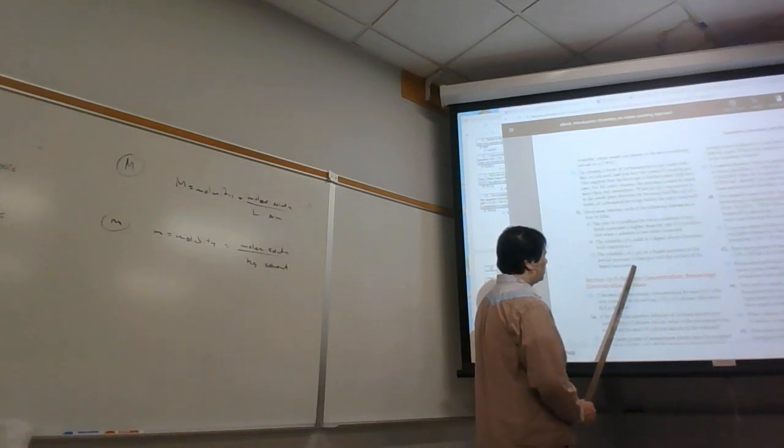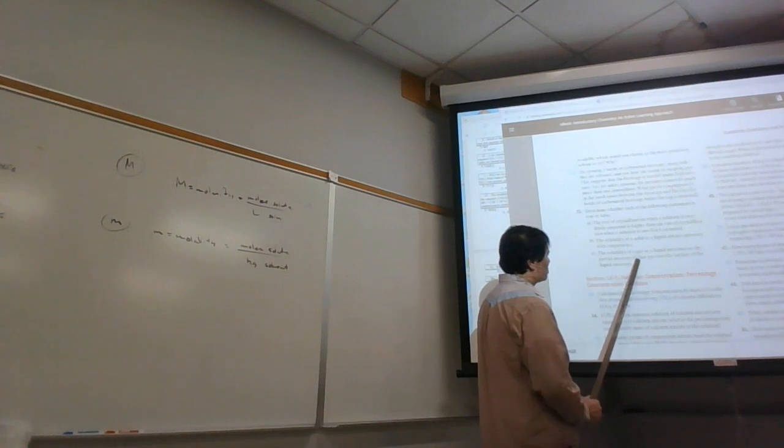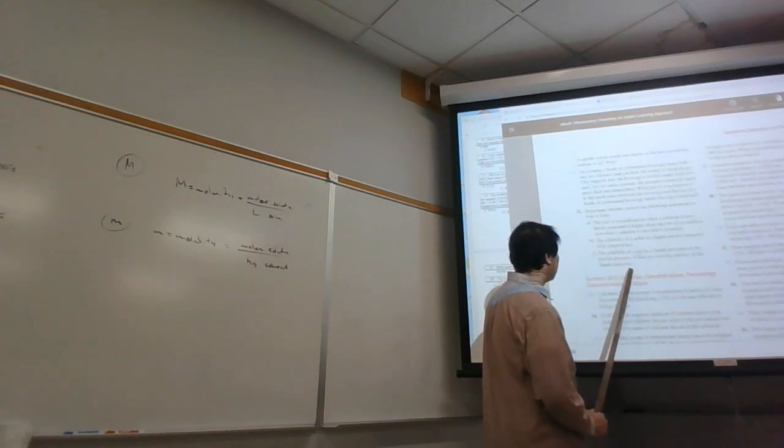This is true. The higher the pressure of the gas, the more you're going to force into the liquid phase. This is called Henry's law. This is a simple equation for Henry's law.